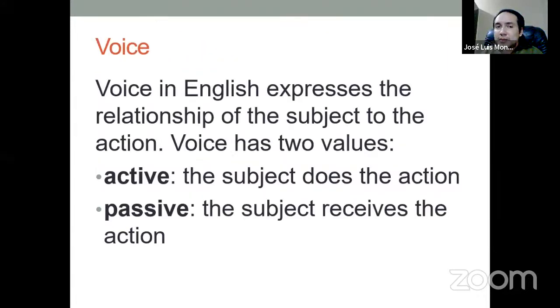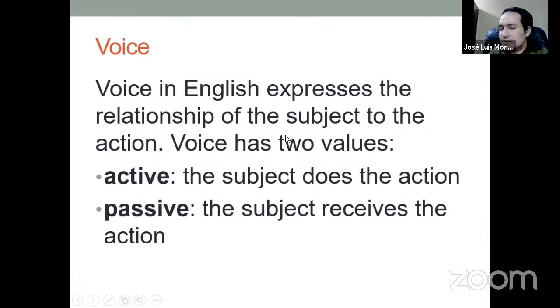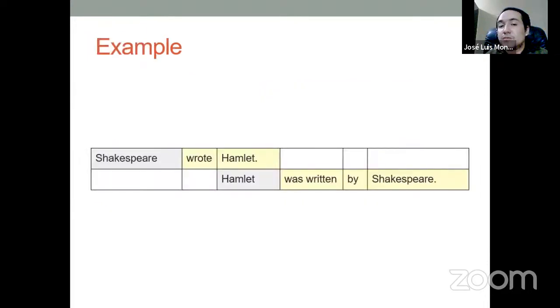Let's read shortly, please. What is voice in English? Okay. Voice in English expresses the relationship of the subject to the action. Voice has two values: active, the subject does the action, and passive, the subject receives the action. All right, there you go. Right now, I'm going to just pass through most of the slides to see if you have questions. I'm going to leave it in a chart, but most of it is going to be like that, right?